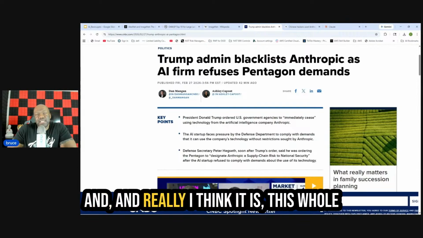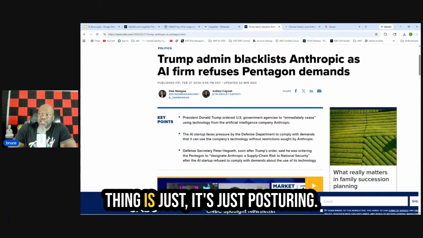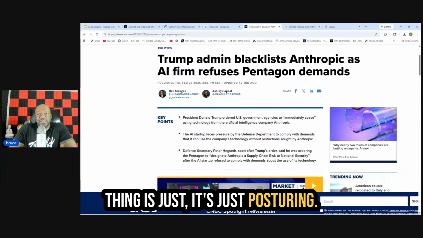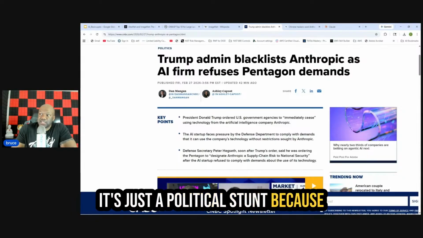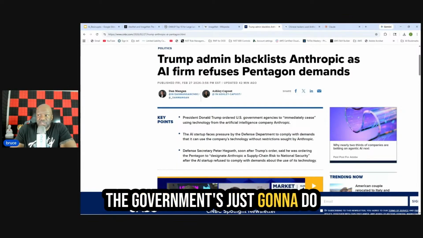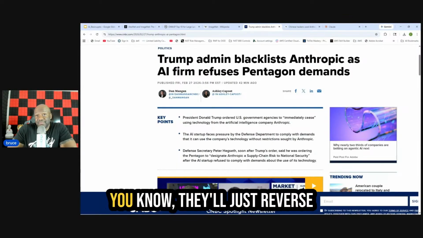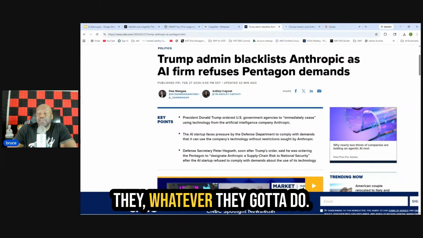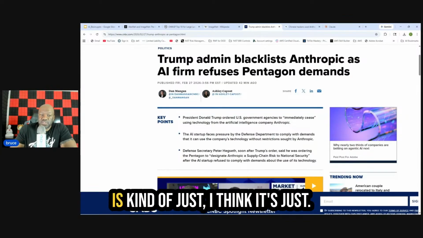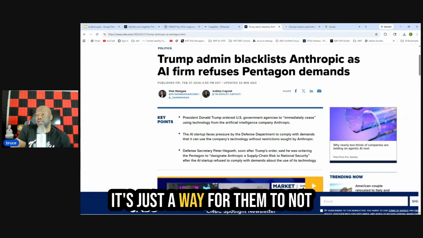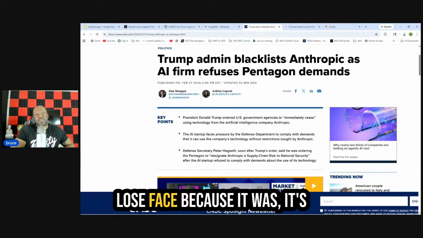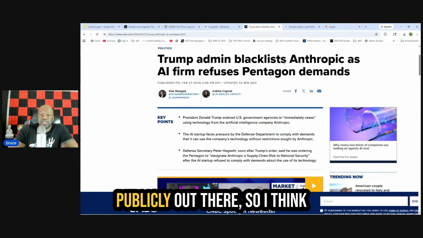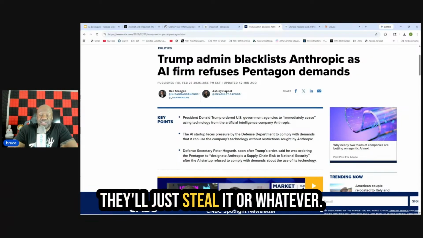And really, I think this whole thing is just posturing. It's just a political stunt because the government's just going to do what they want with it anyway. They'll just reverse engineer it, or steal it, whatever they've got to do. So all this stuff in the news is, I think, just a way for them to not lose face because it's publicly out there. So I think they'll just steal it or whatever.